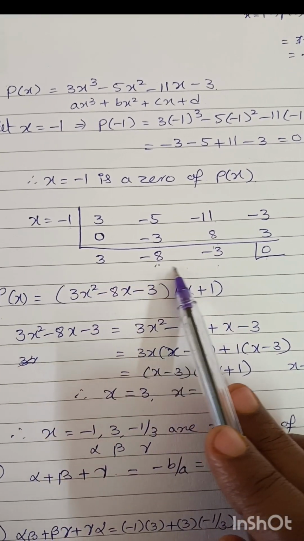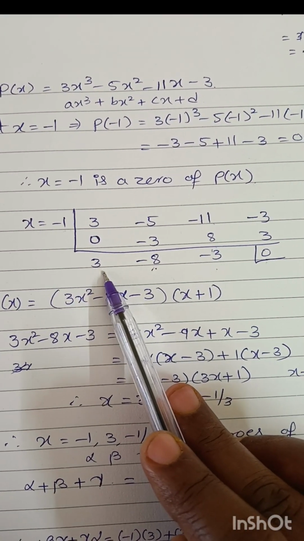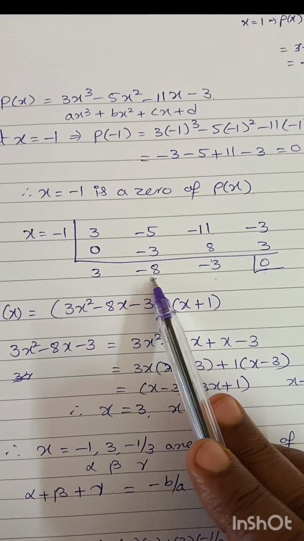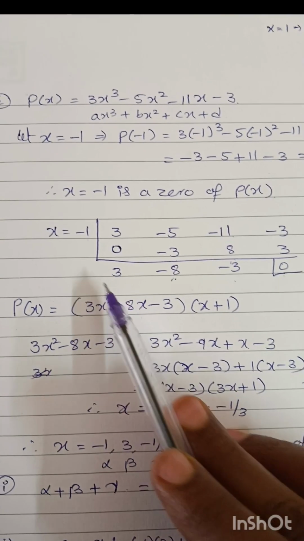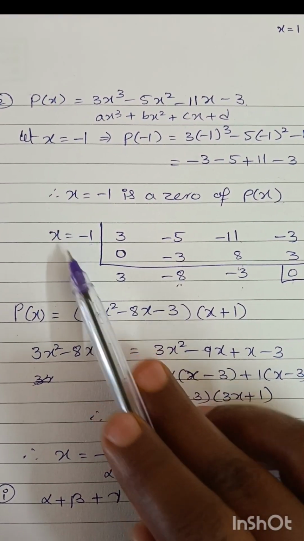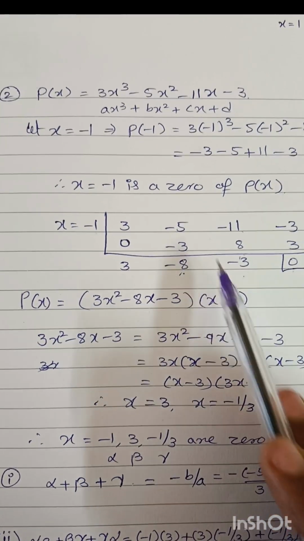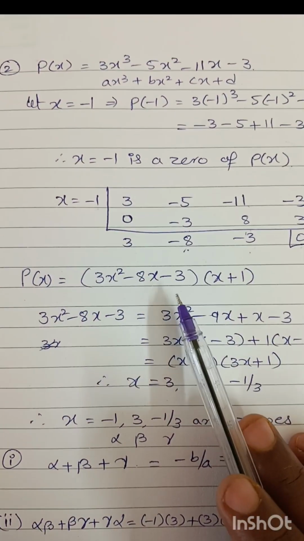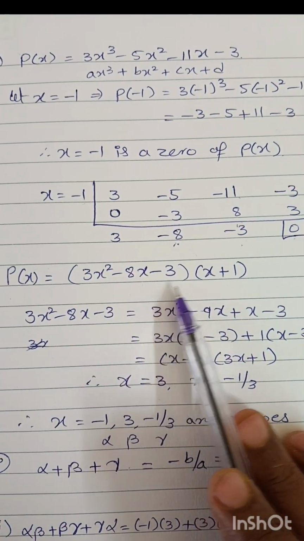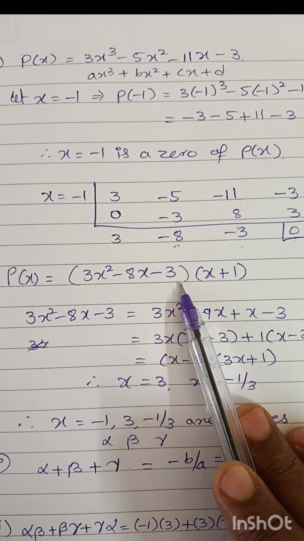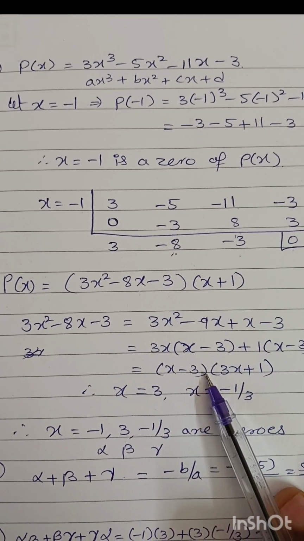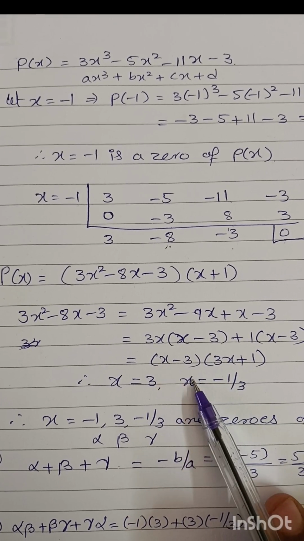So the remaining terms we can write as 3x square minus 8x minus 3, and x equal to minus 1 gives the factor x plus 1. So this polynomial can be written as 3x square minus 8x minus 3 into x plus 1. Now this is a quadratic polynomial, and we use the normal factorization method to find the zeros.